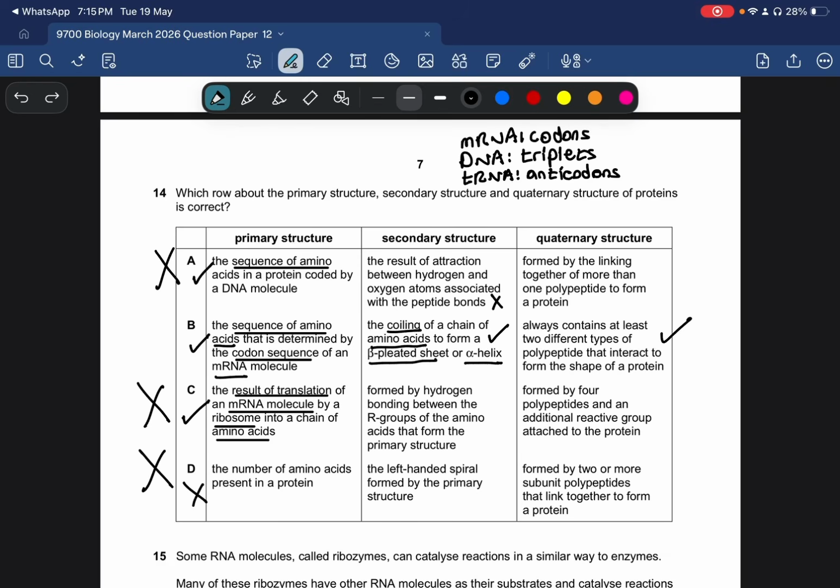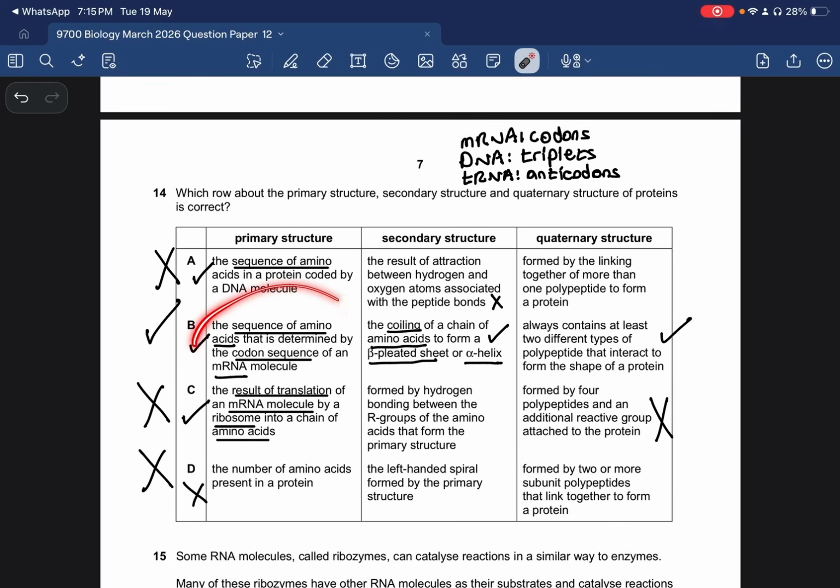Yes, it can be, for example, hemoglobin, and it also has a reactive group, the heme group, but it does not need to be four polypeptide chains. It can even be two. So this is not necessary. This is why B is the only answer which has all three parts that are exactly correct.